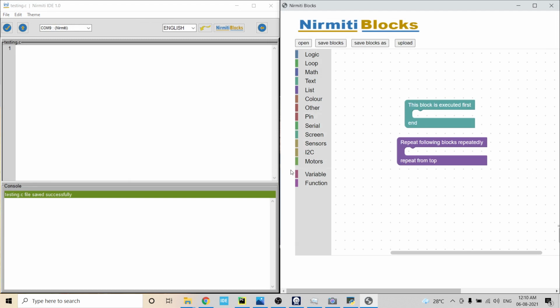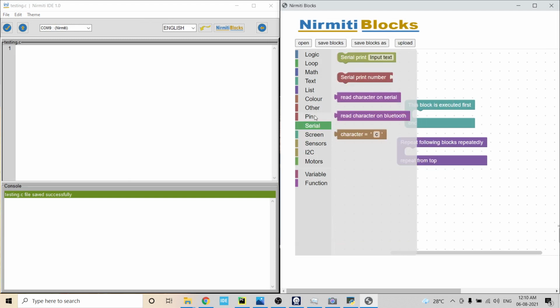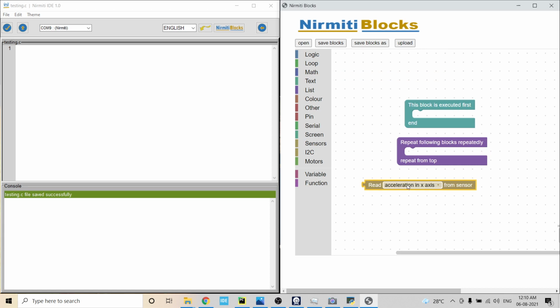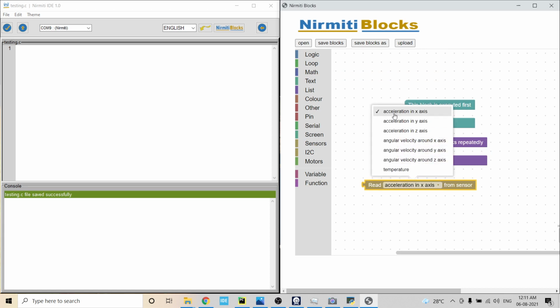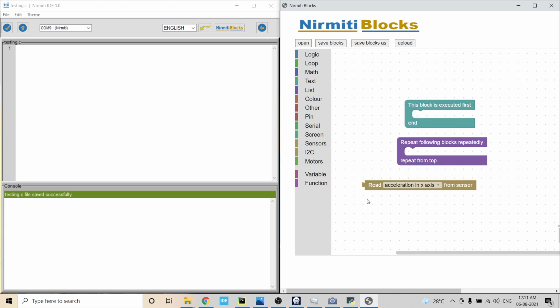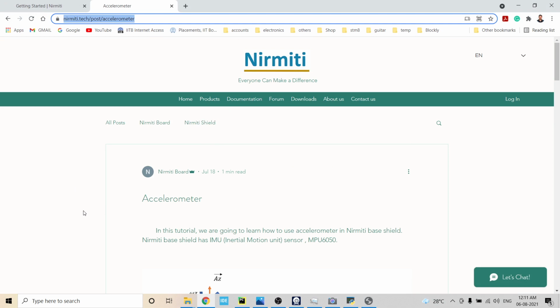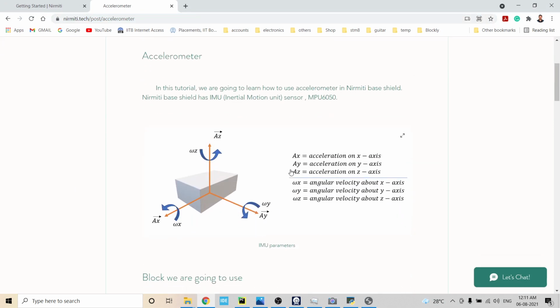For getting the acceleration, we need this block, read x-axis acceleration. We can get acceleration in x, y, z direction, then angular velocity about x, y, z direction, and temperature. Before starting, we need to see some theory. This is the block. Its link is given in the description.